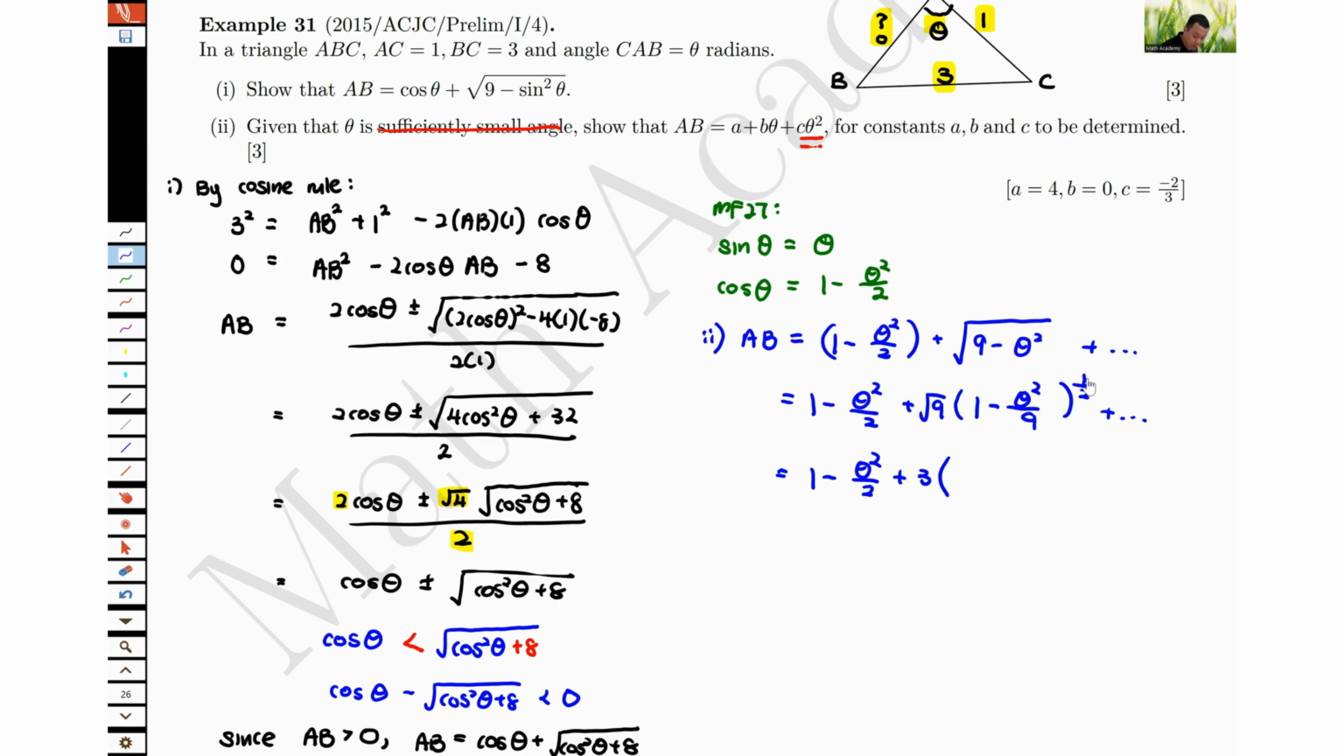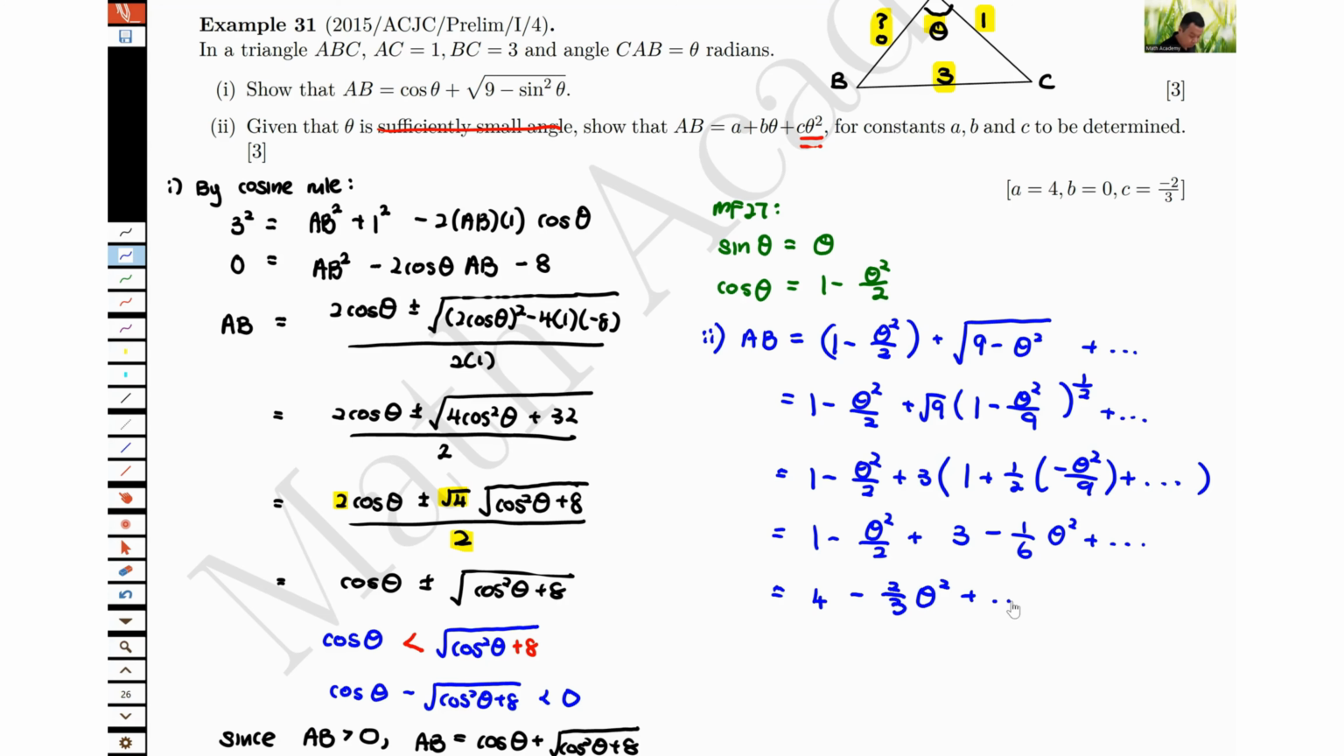That power half will now mean a binomial expansion. So we have 1 plus n times x. I don't need the next term because the degree will be too big for us. Okay, so lastly, they just mentioned that you are supposed to determine those A, B, and C values. Let's just take from our equation and we compare. So therefore A is 4. You get B is 0 and C will be negative 2 thirds.